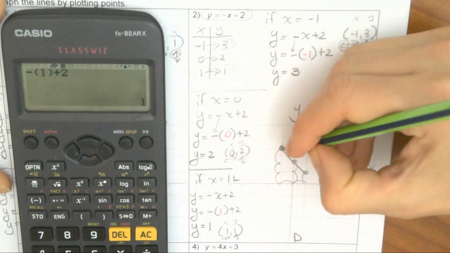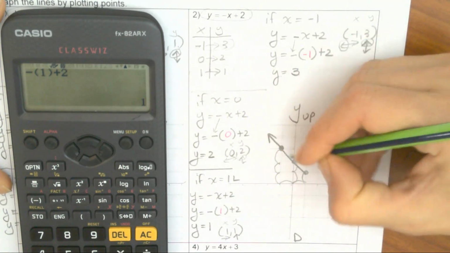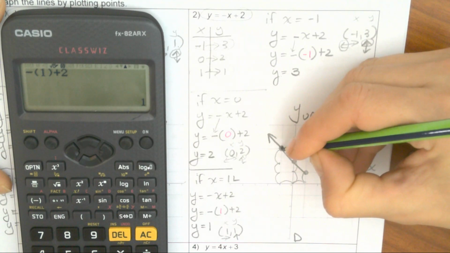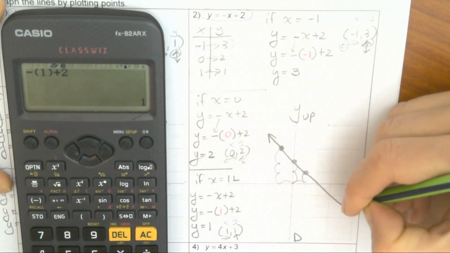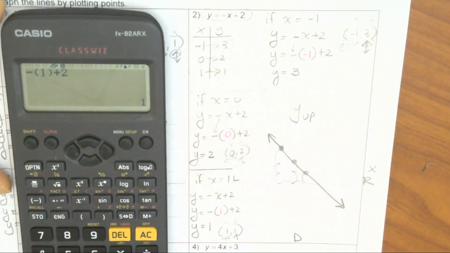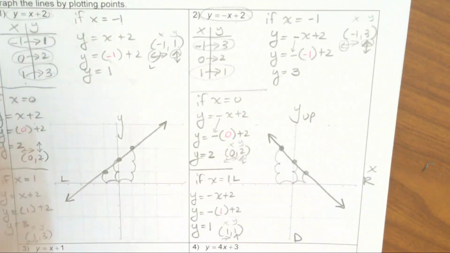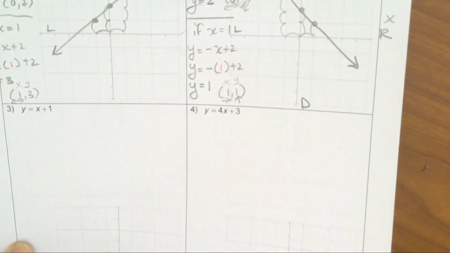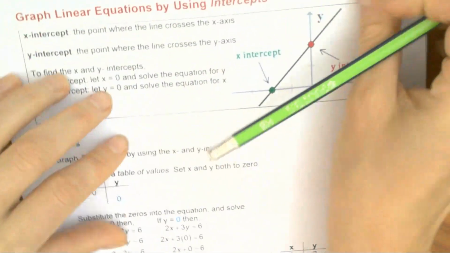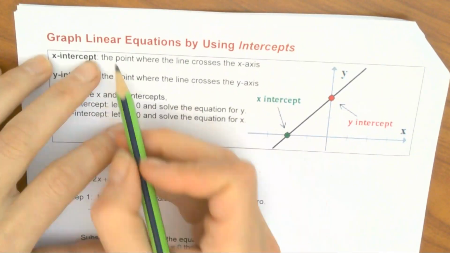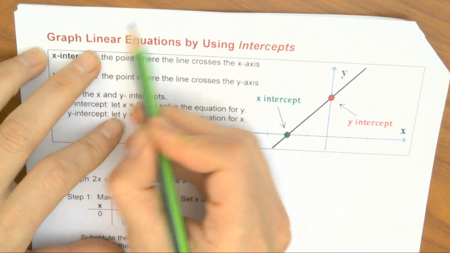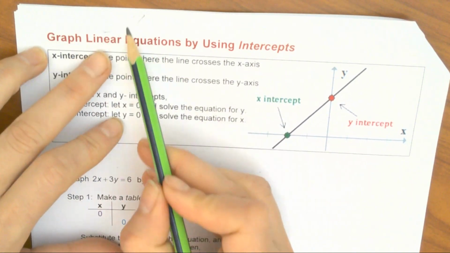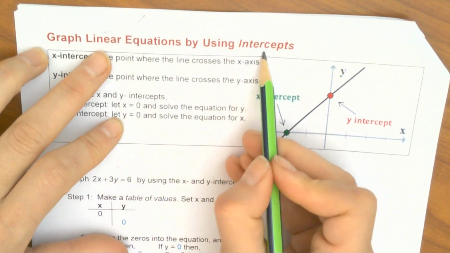We want to draw a line, so we have to extend the line past the points and put arrows on the end. Okay. So now you finish the page by yourself. And now I'm going to go to the next page. Now it says, graph the linear equations, that means equations that represent straight lines, by using intercepts.